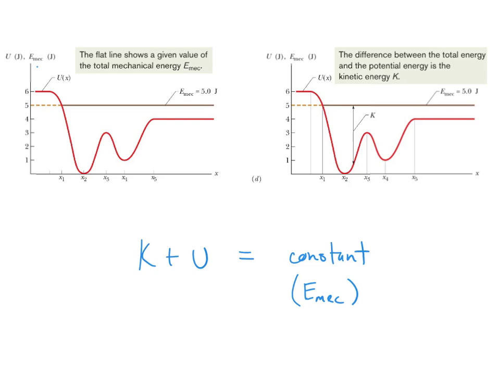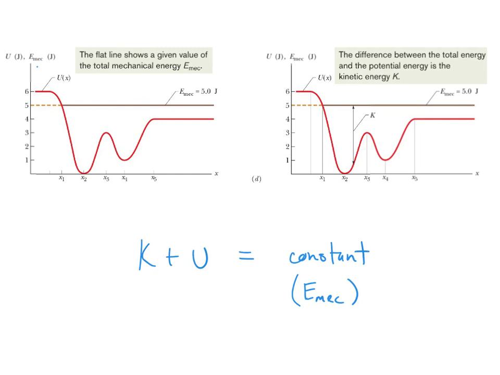So at the ends, we've got maximum potential, minimum kinetic. In the middle, we've got maximum kinetic, minimum potential. They're opposites of each other. And that's the concept we're getting at here, right? That if this goes up, this must go down. If this goes down, this must go up. They have to sum up to give you some constant. And that's what conservation of energy tells us.